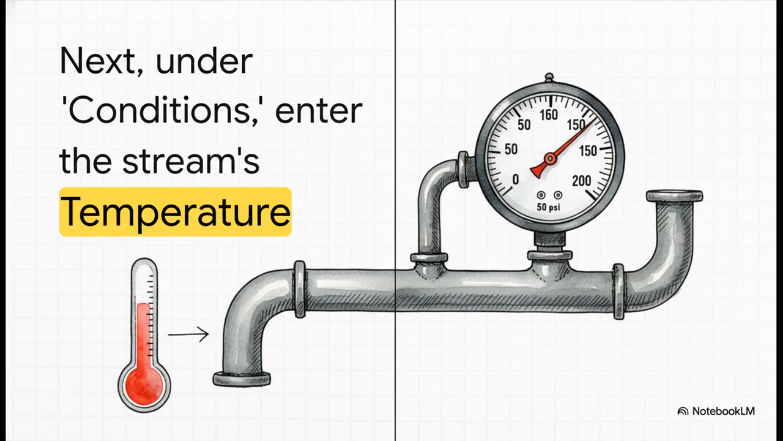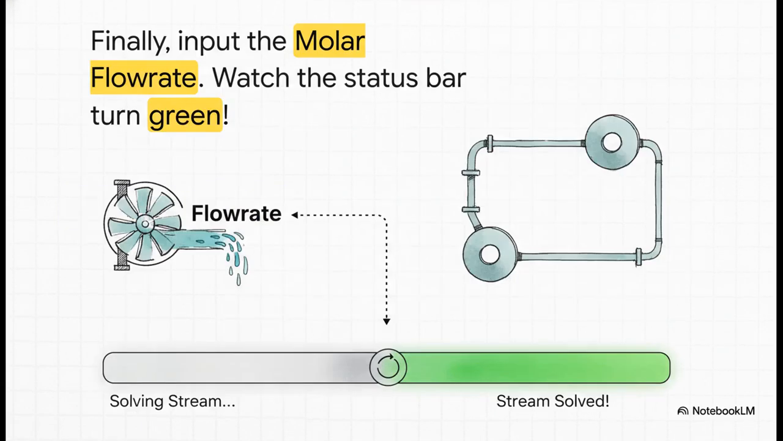Okay, let's move over to conditions. Here, you're going to input the starting temperature and pressure for the stream. Add that final piece, the flow rate. And watch, HYSYS instantly solves the stream when it has enough data.